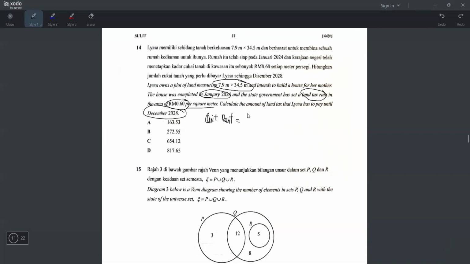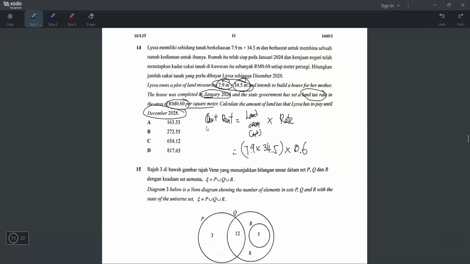So the quit rent formula is: take the land area, usually in square meters, times the rate. For the land area it will be 7.9 times 34.5, right? So that's the land area. But you have to multiply with the rate, and the rate says RM 0.60 per square meter. It means for 1 square meter you pay 60 cents, right? When you multiply these two you get the area in square meters, so after that you still have to times 0.6. And that's how you calculate the quit rent.